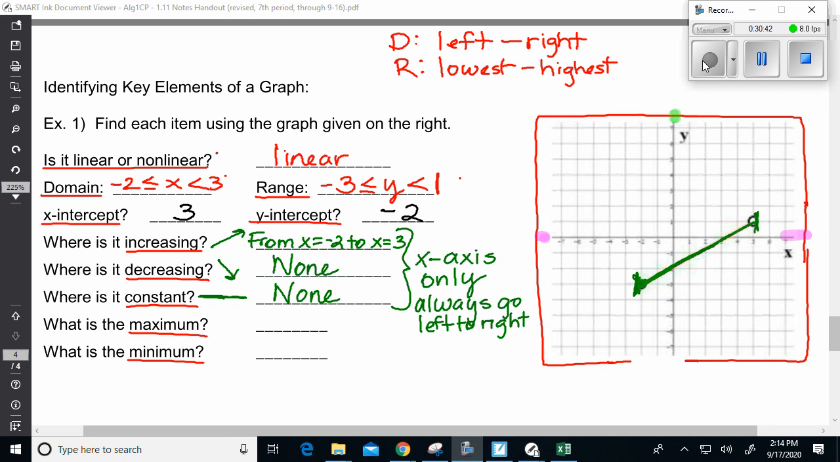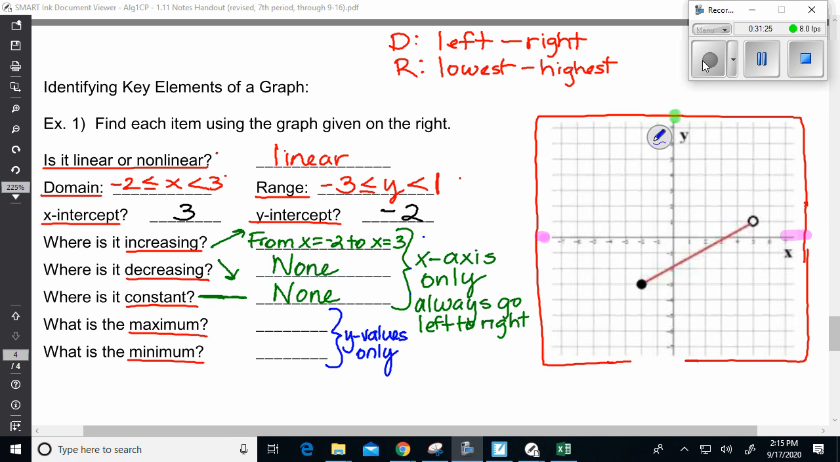Alright. And the last one is maximum or minimum. Maximum and minimum is y values only. So increasing, decreasing, constant is x values. Maximum and minimum are y values. So we want to know what is the biggest y value and what is the smallest y value that this graph has.